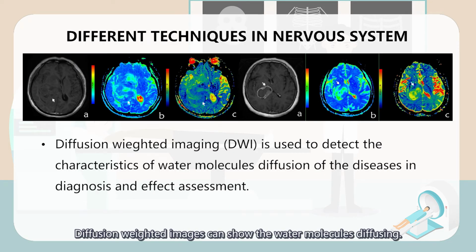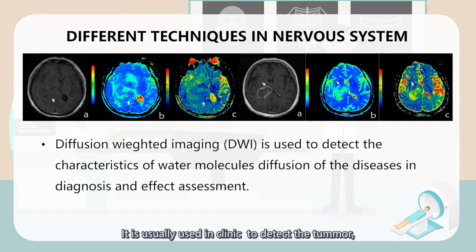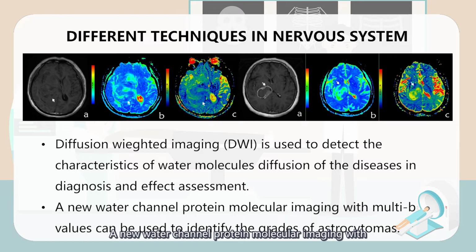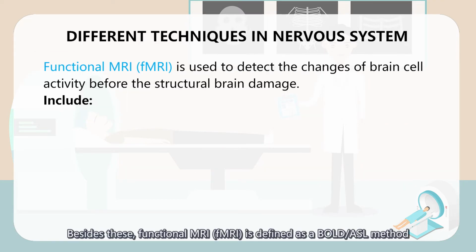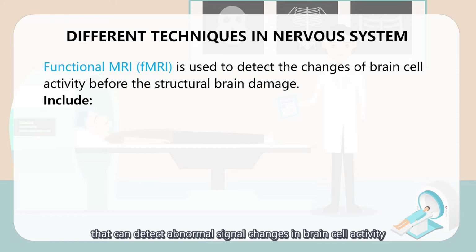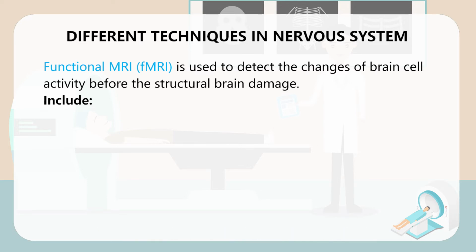Diffusion-weighted imaging can show water molecular diffusion and is usually used in clinical practice to detect tumors, infection, abscess, and so on. A new water channel protein molecular imaging with multiple b values can be used to identify the high and low grades of brain astrocytic tumors. Besides this, functional MRI, as BOLD or ASL methods, can detect abnormal signal changes in brain cell activity before structural brain damage occurs.